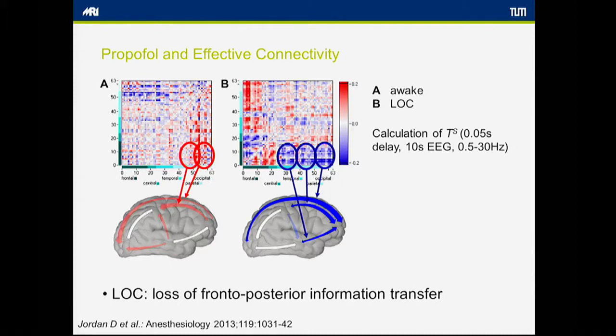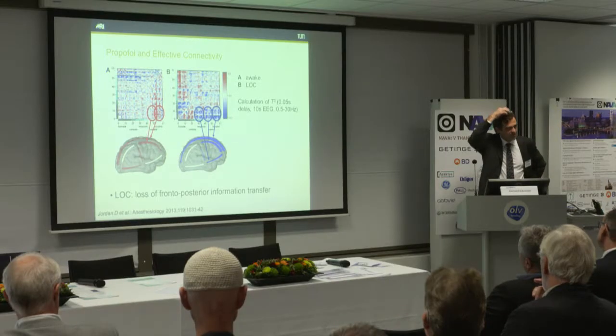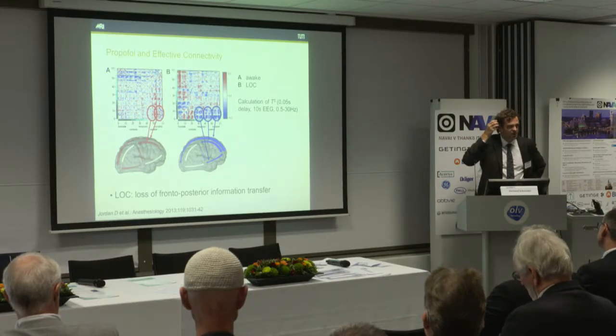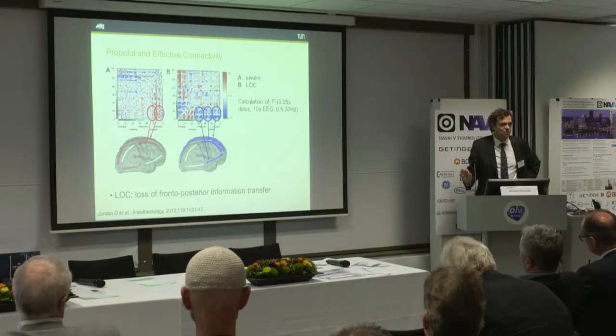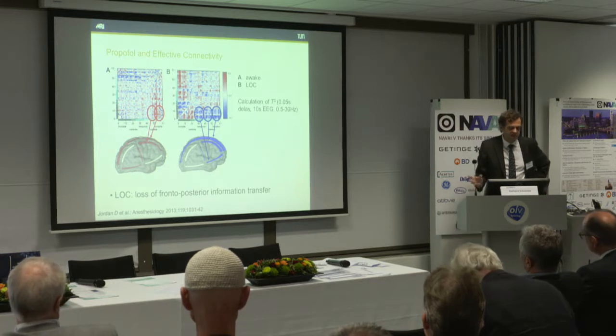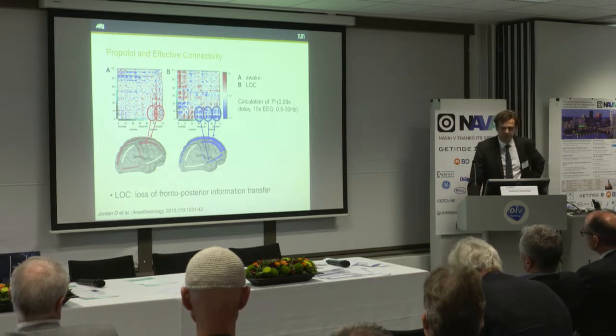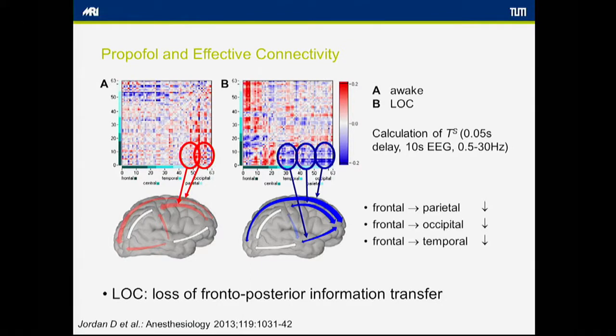Given that we know the information flow over the cortex to the primary sensory fields, from there to the front, and then closing the loop as a feedback activity to the back, we found that a disruption of this last step is the key characteristic during propofol-induced loss of consciousness. So there is a decrease of frontoparietal, fronto-occipital and frontotemporal information transfer.